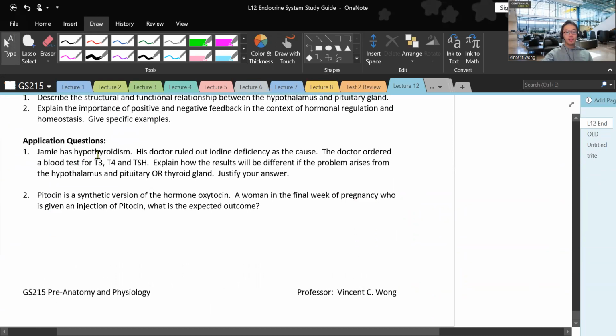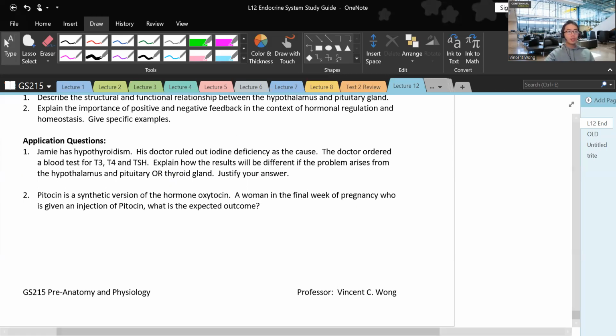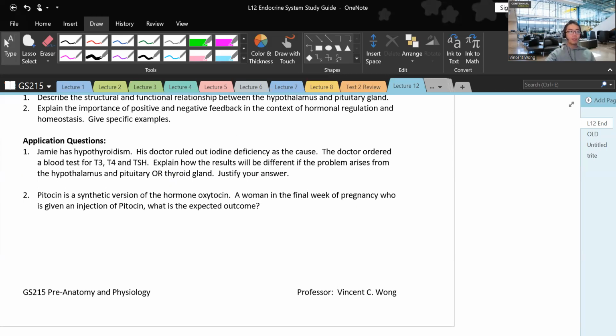Jamie has hypothyroidism. His doctor ruled out iodine deficiency as the cause. The doctor ordered a blood test for T3, T4, TSH. Explain how the results will be different if the problem arises from the hypothalamus and pituitary or the thyroid gland. Justify your answer. So let's talk about what happens during hypothyroidism.